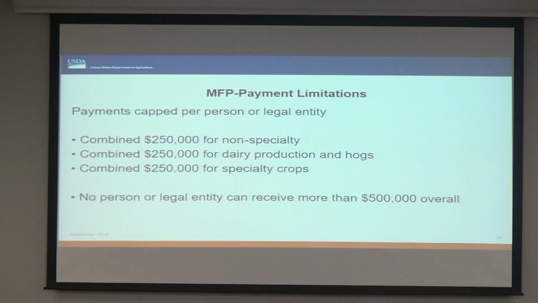And this program does have payment limitation. Now it's capped per person or legal entity. Non-specialty crops have a $250,000 limitation, the same for dairy and hogs. And then the specialty crops are capped at $250,000 also. Now we do have producers that have a mixture of different categories of eligible commodities. However, the overall payment limitation for this program is $500,000.